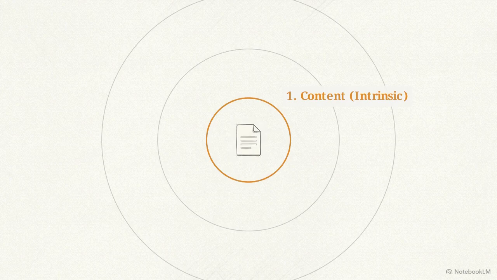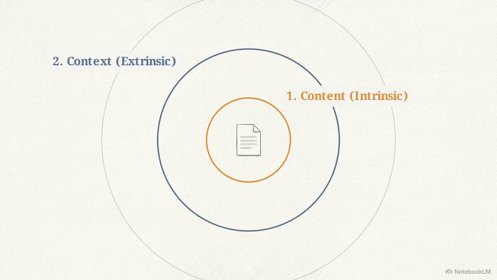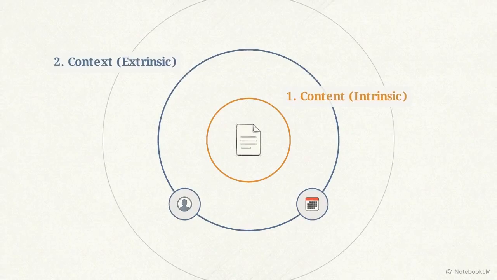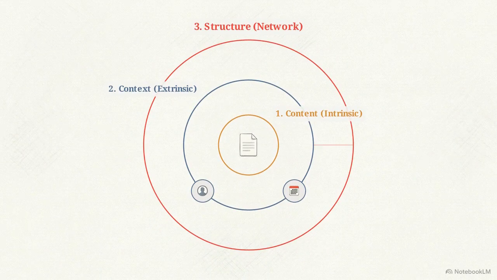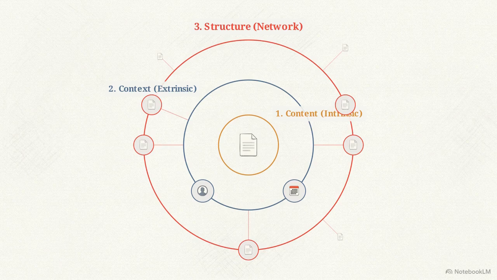First, it describes the content, the intrinsic subject matter of the object itself. Next, it establishes the context, the extrinsic who, what, why, and how of the object's creation. Finally, it defines the structure, the formal associations between this specific object and other information resources.